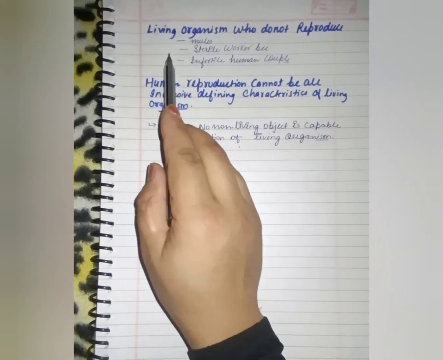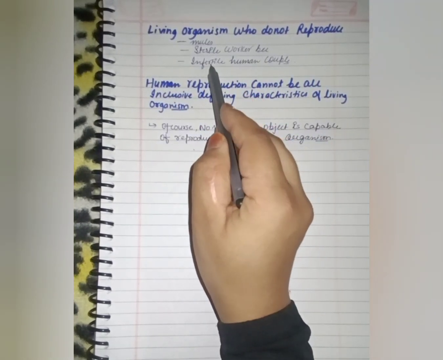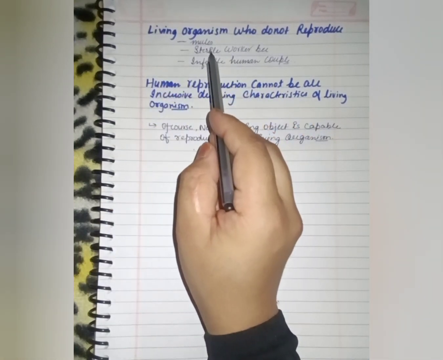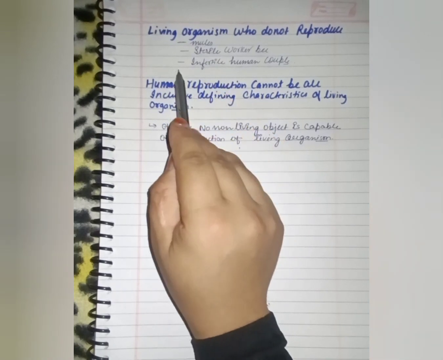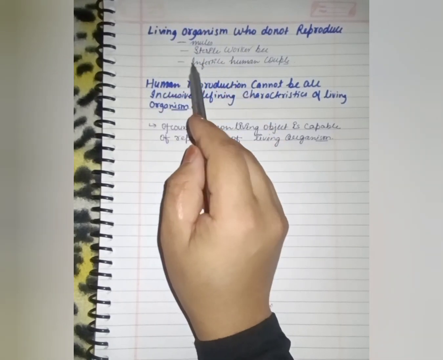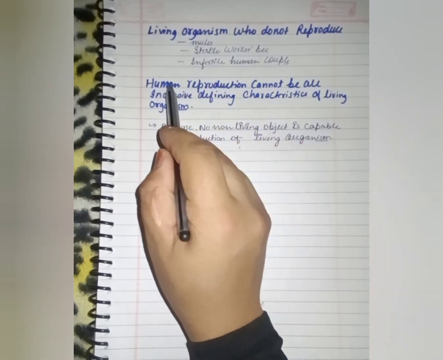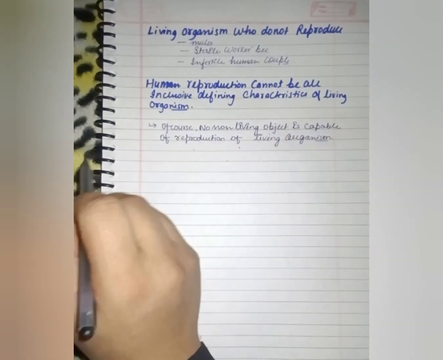There are many living organisms that do not reproduce, like mules, sterile worker bees and infertile human couples. So we cannot say that reproduction is a defining characteristic. It does not mean that only what reproduces is living, or that all living organisms can reproduce. No, there are exceptions. Hence reproduction is a characteristic feature, but it cannot be an all-inclusive defining characteristic of living organisms.